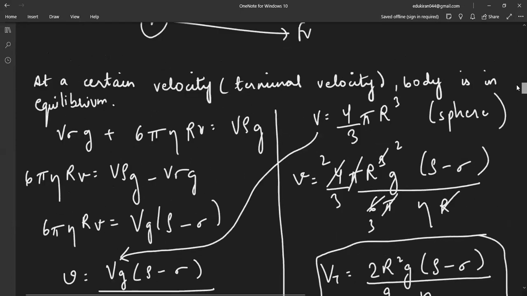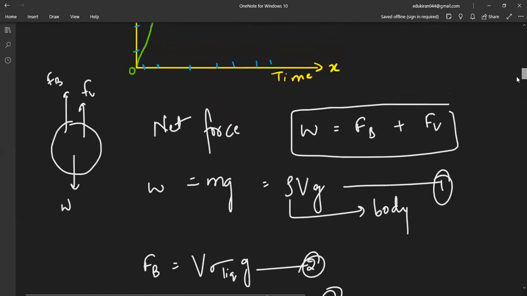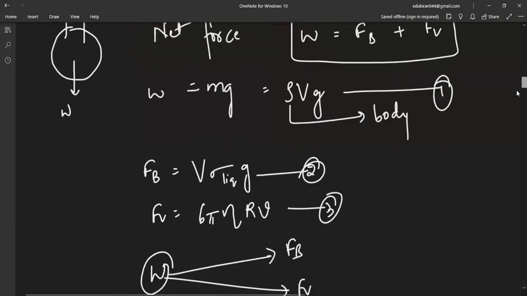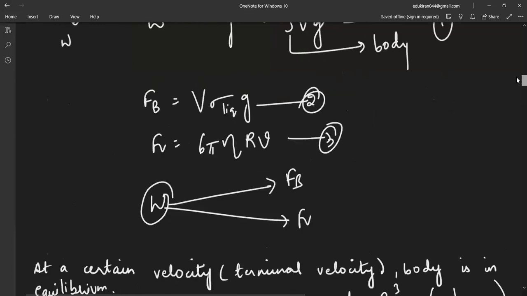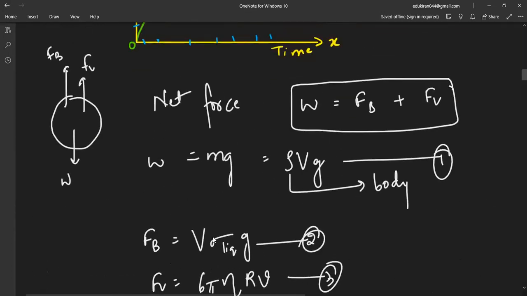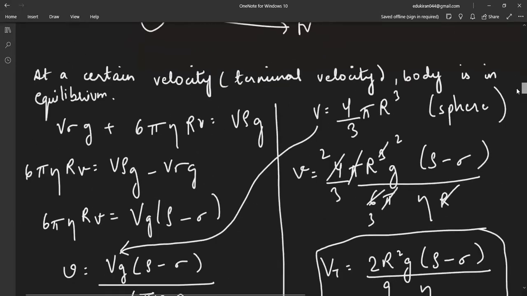This is the derivation. This is the equation. It's simple. I hope you will be able to remember it. Nothing difficult. Just substitute all these three in this and put the value of volume. That's it. Write it down.